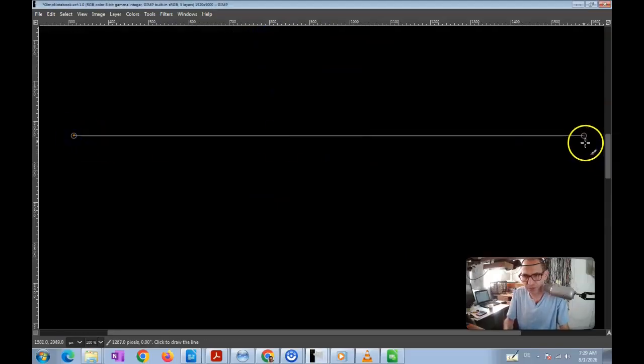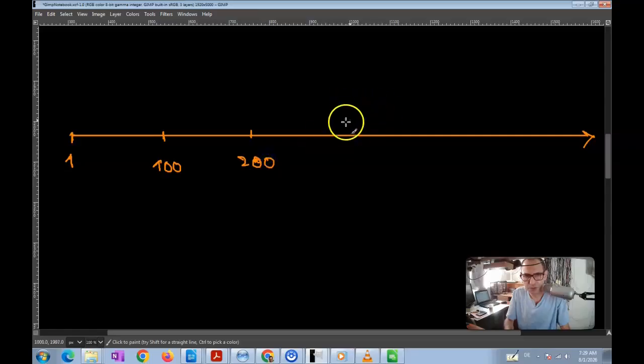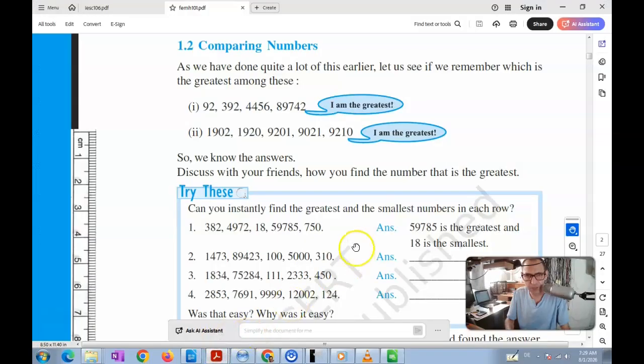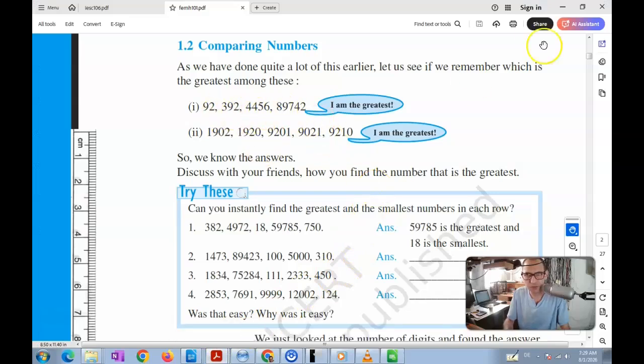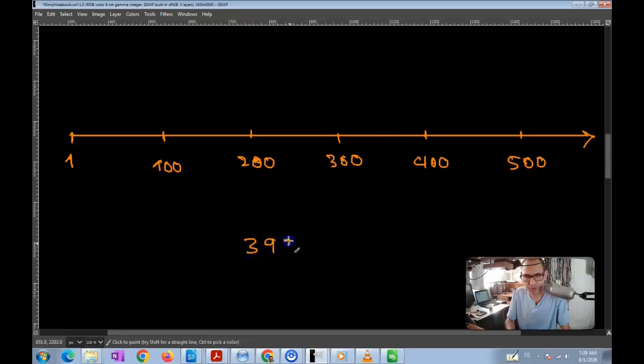If you imagine that you have the number line over here and it starts with a 1, suppose that this is 100, this is a 200, this is a 300, this is a 400, this is a 500, and the numbers that we had were 392 and 456. 392 would be somewhere over here. That would be 392, right? And 456 would be, that's 450. So somewhere over here would be 300, and then 456.